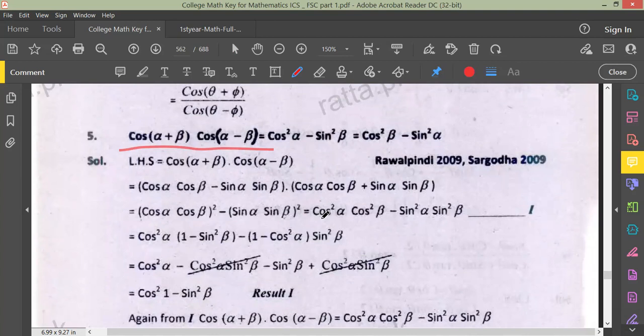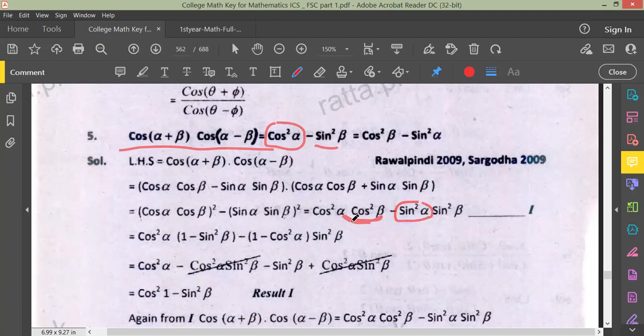If we open, this will be equal to cos square alpha cos square beta minus sine square alpha sine square beta. So in our first answer, there is cos theta with alpha. So we will put the value of this expression which involves beta. Similarly, in the right side there is sine which includes the beta angle. So we will put the value of the alpha angle.